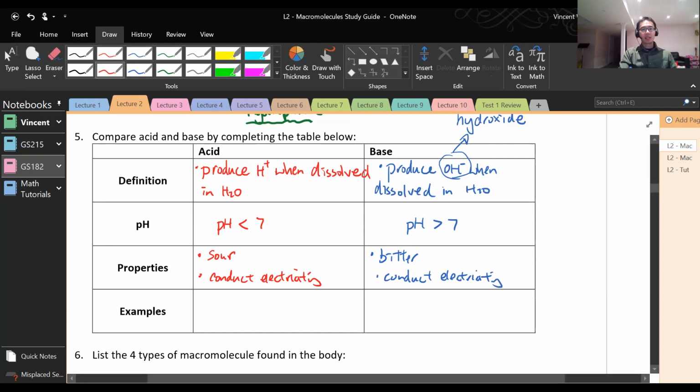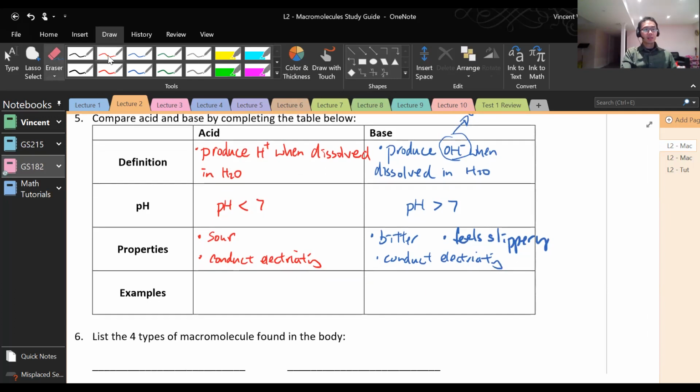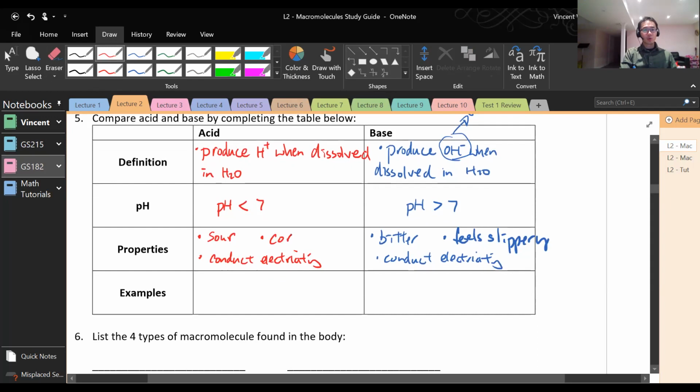Okay, so the base also feels slippery, slimy. Slippery is probably the right word. Like if you rub the soap, it feels slippery. And yeah, let's give one more for acid, like corrosive. Okay. I think slimy was better, because slippery is an action. I don't know. Yeah, let's stick with slimy. Slippery, slimy.